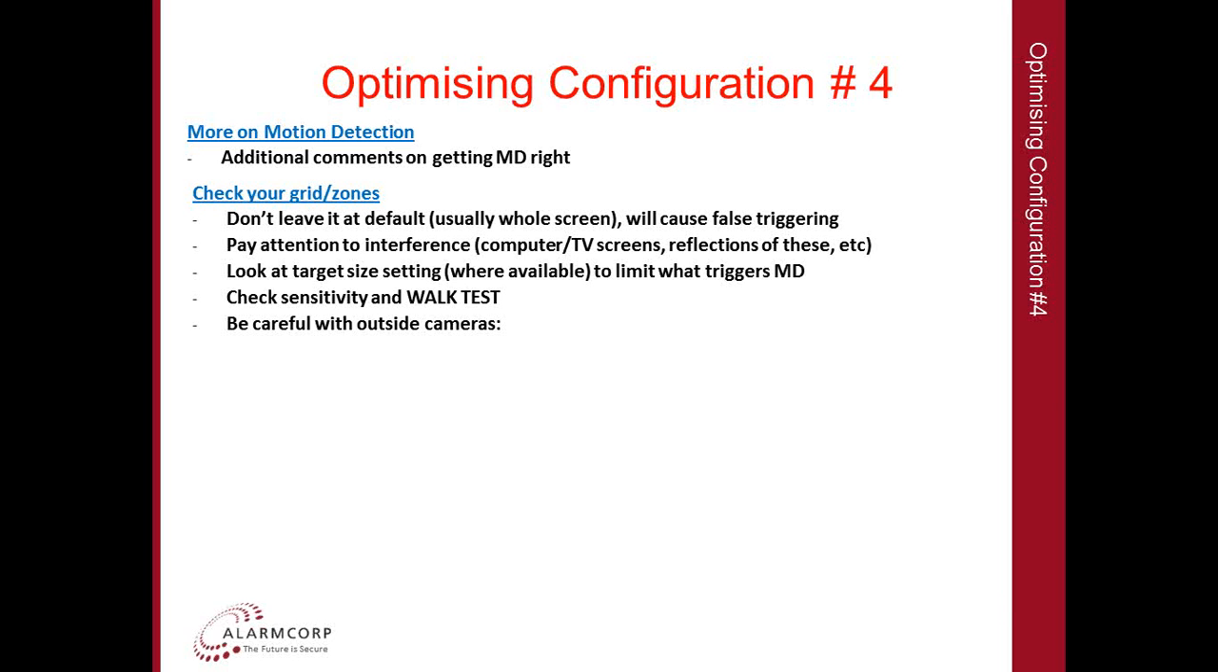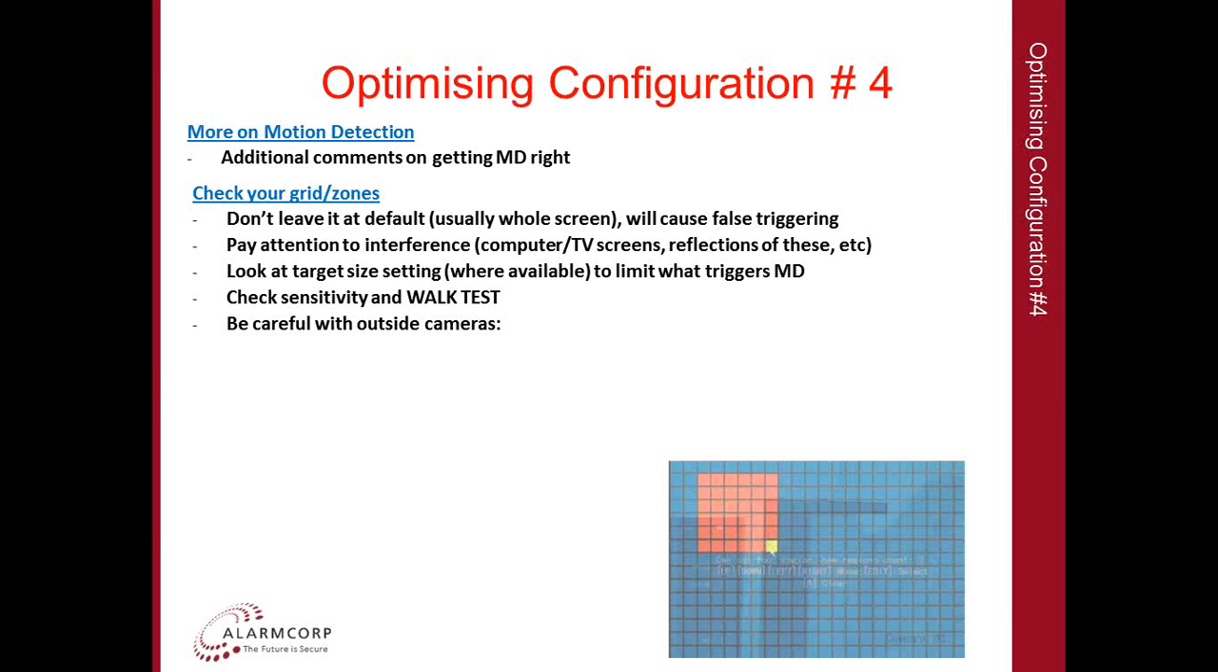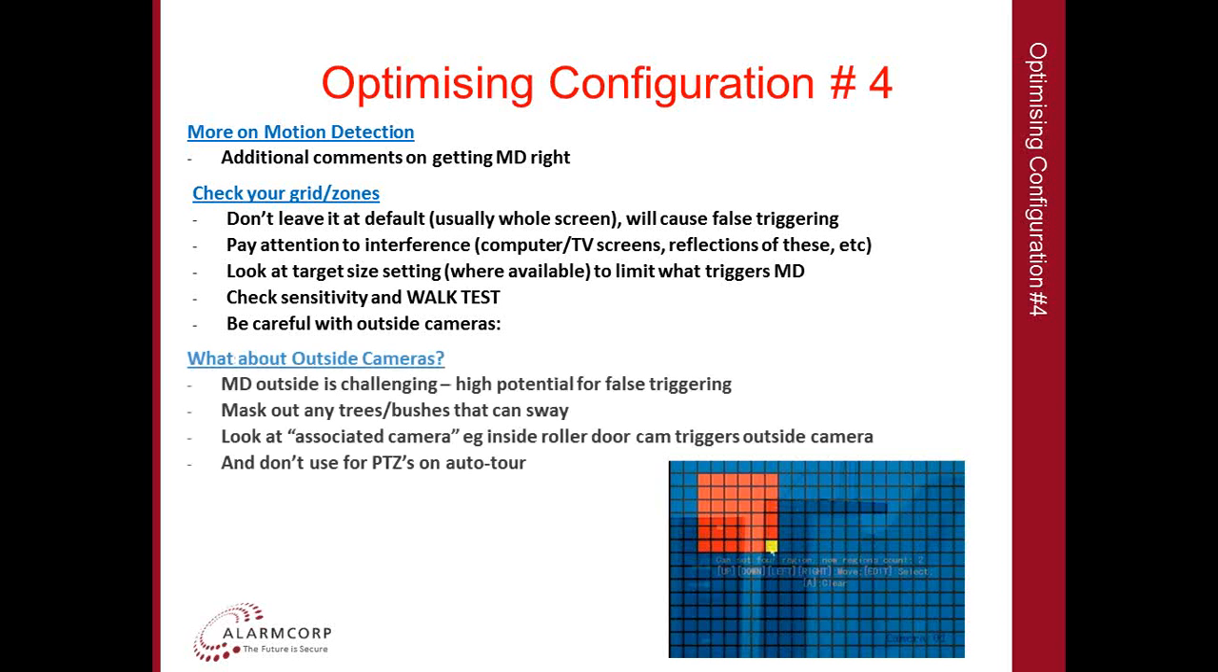Check sensitivity and walk test, and be careful with outside cameras. They are trickier. Now here we have an example of a typical motion detection zone setup of a TruVision DVR, and you can see we typically specify motion detection by activating a certain number of squares. Now in almost all cases multiple patterns are possible. Okay, now what about outside cameras?